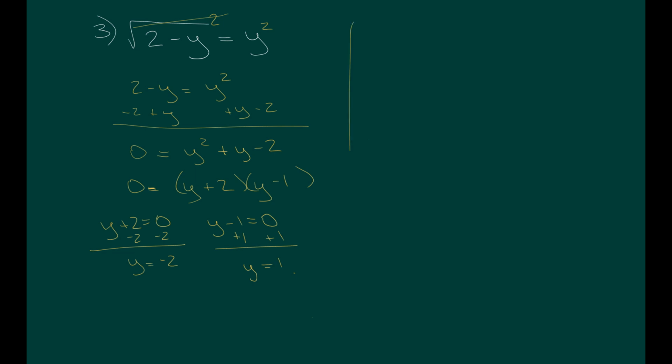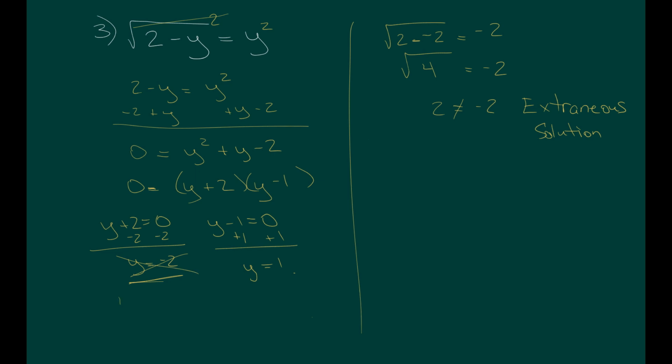Now, we have to check it, right? So let's check the negative 2 first. So the square root of 2 minus a negative 2 equals negative 2. Well, we get 4. The square root of 4 equals negative 2, which is not true. So this would be an extraneous solution, okay? That's what I was talking to you about. This is why we have to do this, because even right here, it looks completely fine, but when we check it, it did not work.